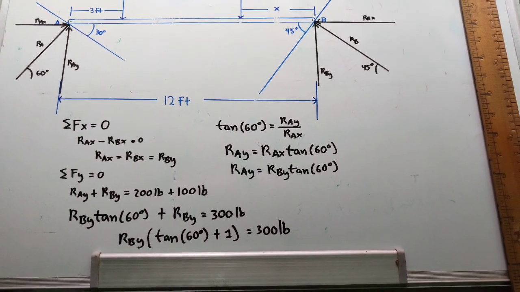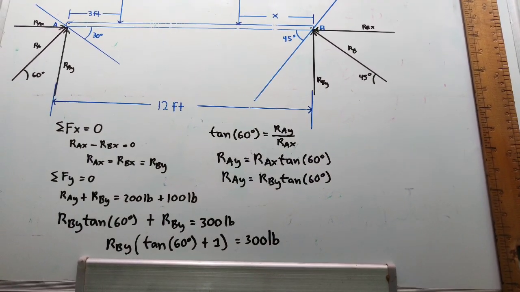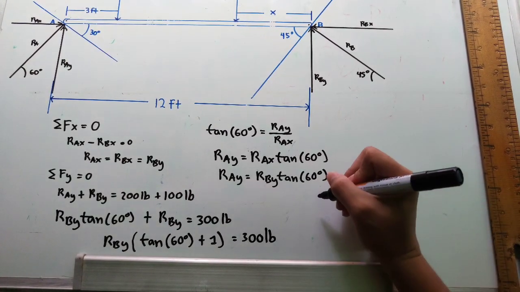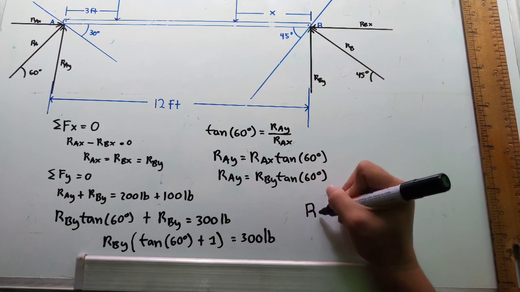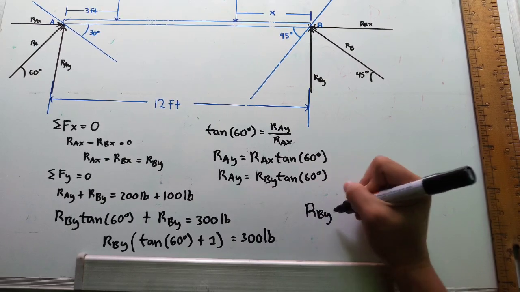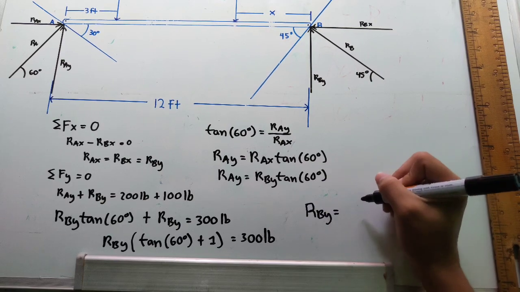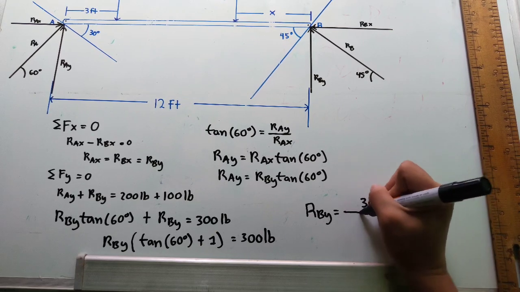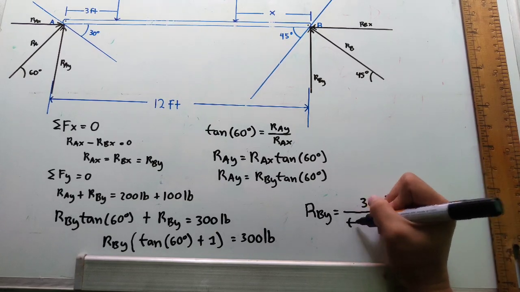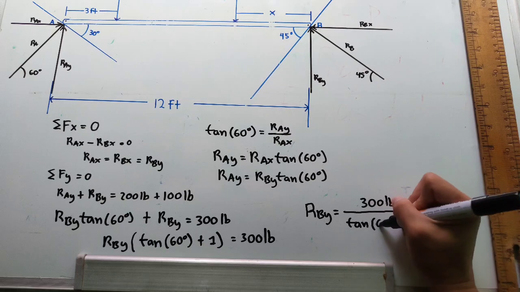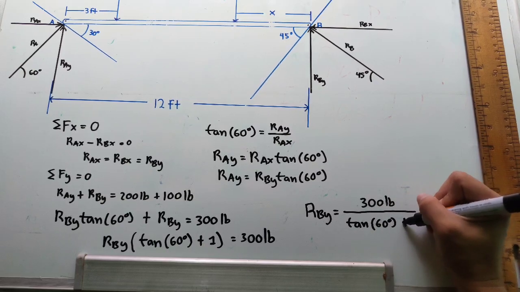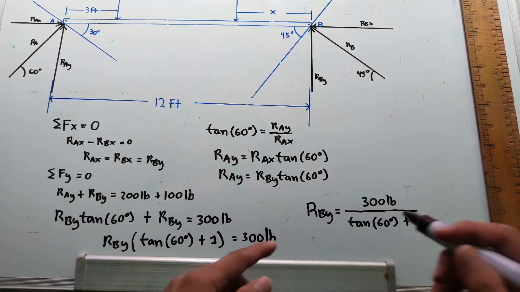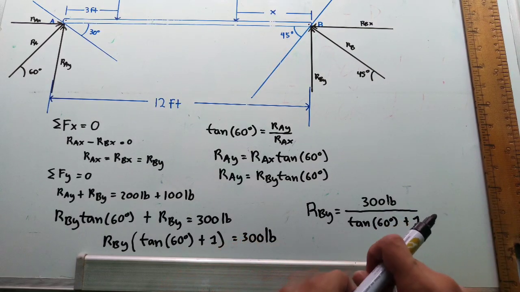Further simplifying this equation, we get RBY is equal to 300 pounds over tan 60 degrees plus 1. So this is very important later on because this will simplify our equation.